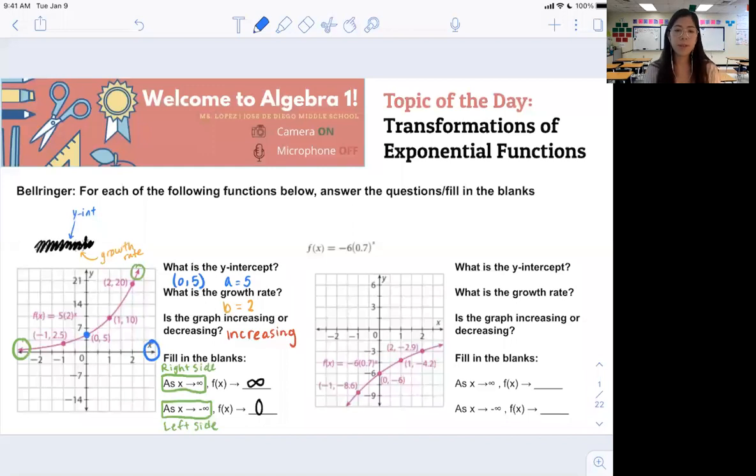So what is the y-intercept on example 2? -6. -6, good. So A is -6, or 0, -6. What is my growth rate? 0.7. Good.